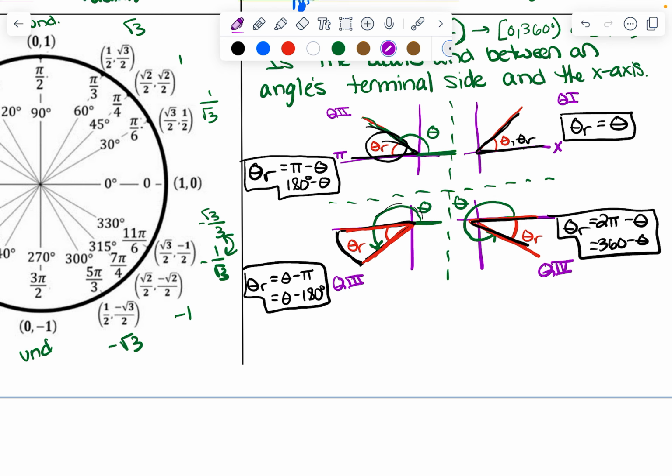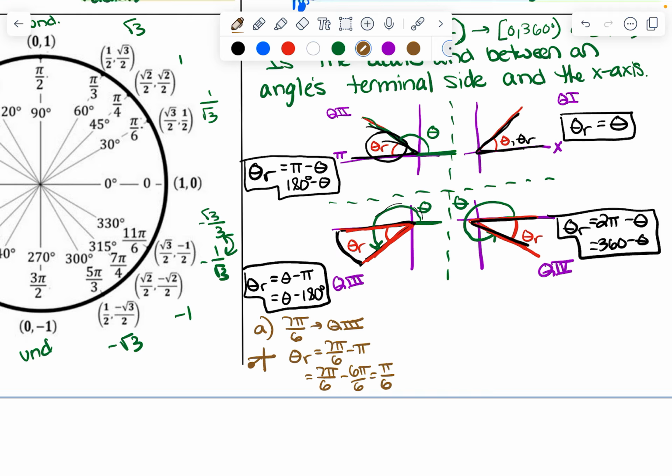So a couple examples. We'll call this A. What is the reference angle for 7 pi over 6? Well, 7 pi over 6 is in quadrant 3. Okay, 7 pi over 6 is going to be here. So if I want the reference angle for quadrant 3, theta sub r is going to be equal to, my theta is 7 pi over 6. I'm going to subtract pi, which means in order to evaluate this, I need to find a common denominator. So that'll be 7 pi over 6 minus 6 pi over 6, which equals pi over 6.